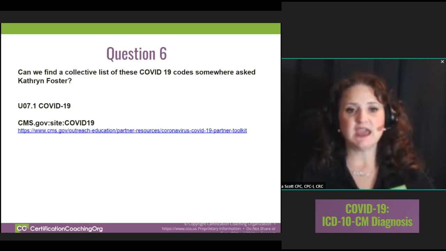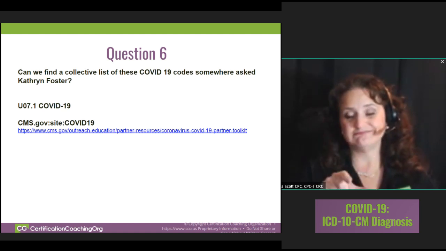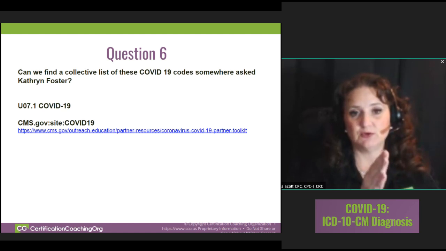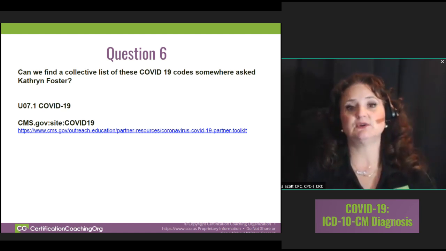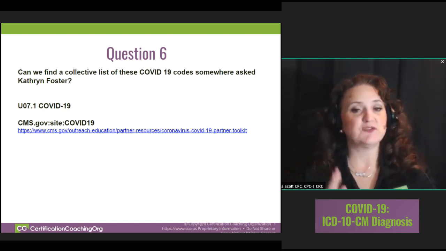Number six, can we find a collective list of these COVID-19 codes somewhere? Asked Catherine. Now, again, this was off of that little table that I made that I actually got from CMS that said, if you have, you know, pneumonia and COVID-19, this is the code you use. Ultimately, it was the B97 code, but now we have the U07 code, et cetera, et cetera. So actually, all you need to know is everything stays the same. The only thing that is different is that we do have the U07.1 code.